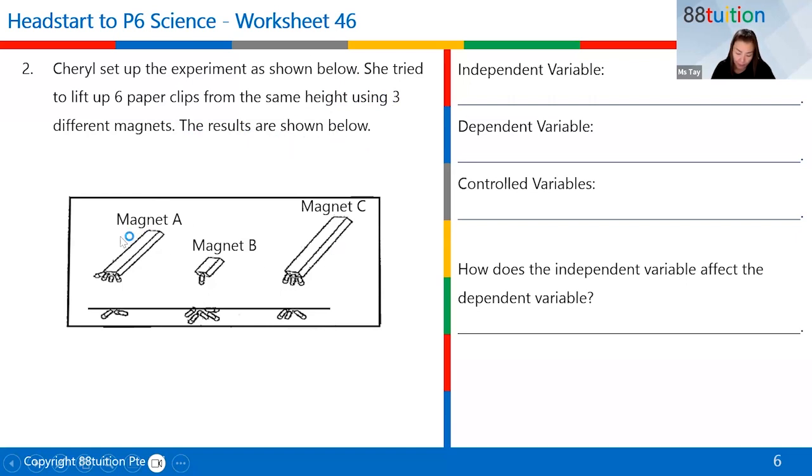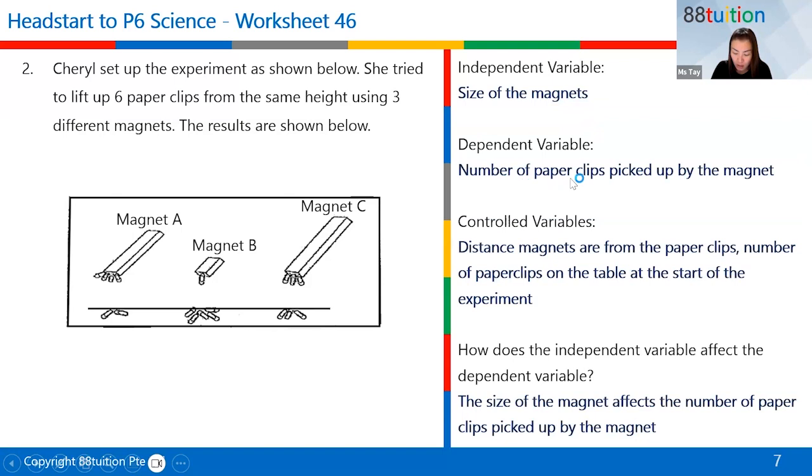Okay, one is maybe average in terms of length. One is a lot shorter, one is a lot longer. So we can talk about the length of the magnet. We can also talk about the size of the magnet. So they are different. So that's our change variable. What did we measure? I hope you have gotten the same answer as me. What we measure is actually the number of paper clips picked up by the magnet.